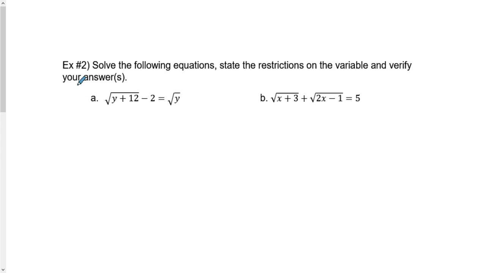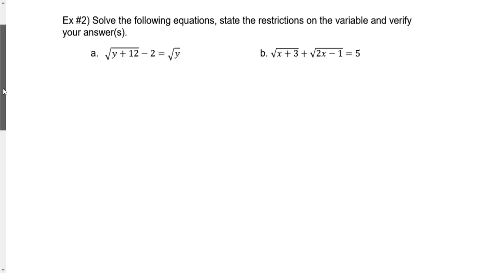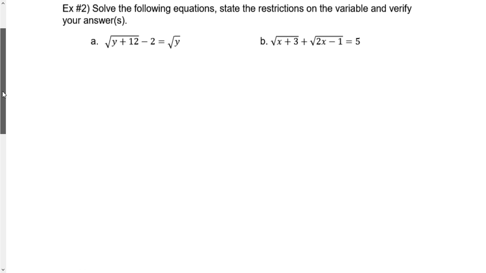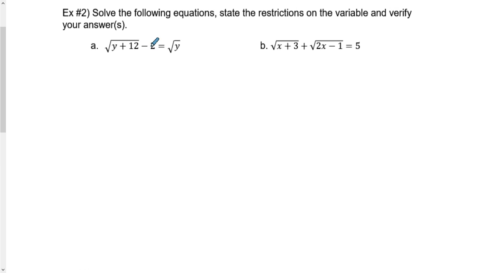These ones are going to be a lot more difficult, but that's okay. Solve the following equations, state the restrictions, verify the answers. So I don't have that much room. All right. So this one, we have two different radicals. We have a y add 12 and a square root of y.